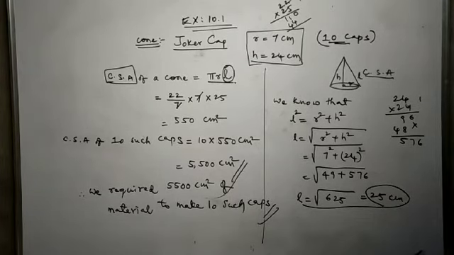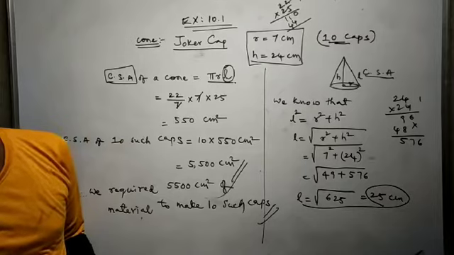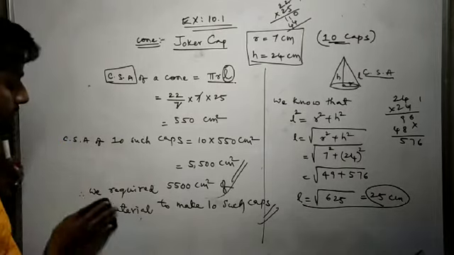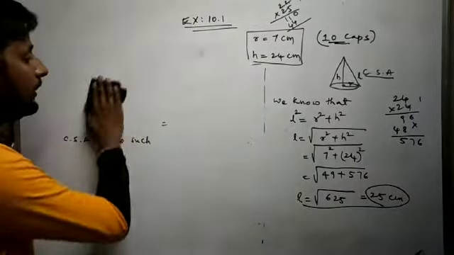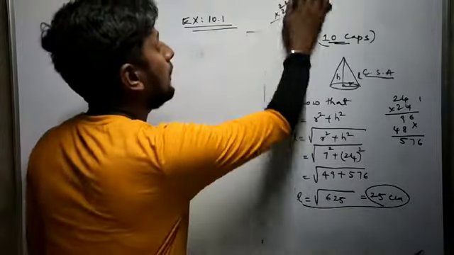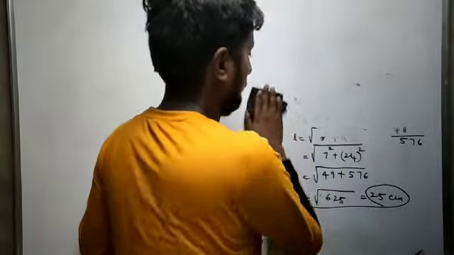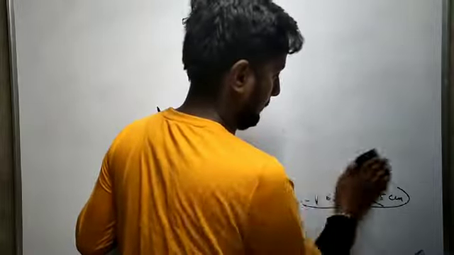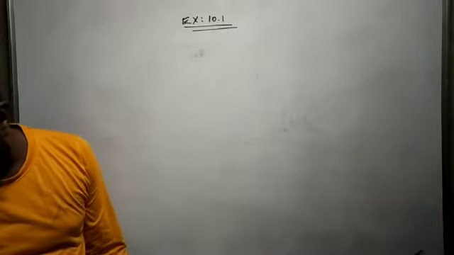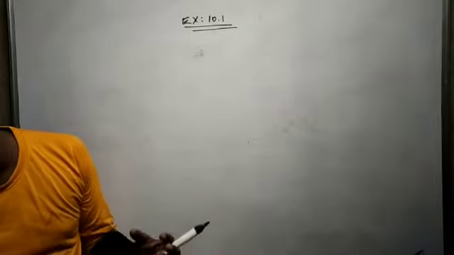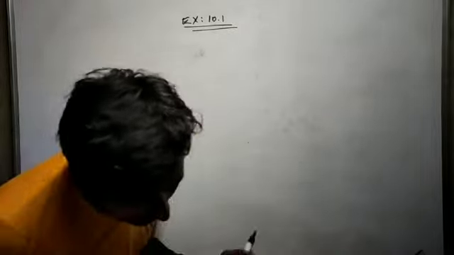Now we'll see the second question. A sports company was ordered to prepare 100 paper cylinders for packing shuttlecocks. The required diameter of the cylinder is 35 centimeters.